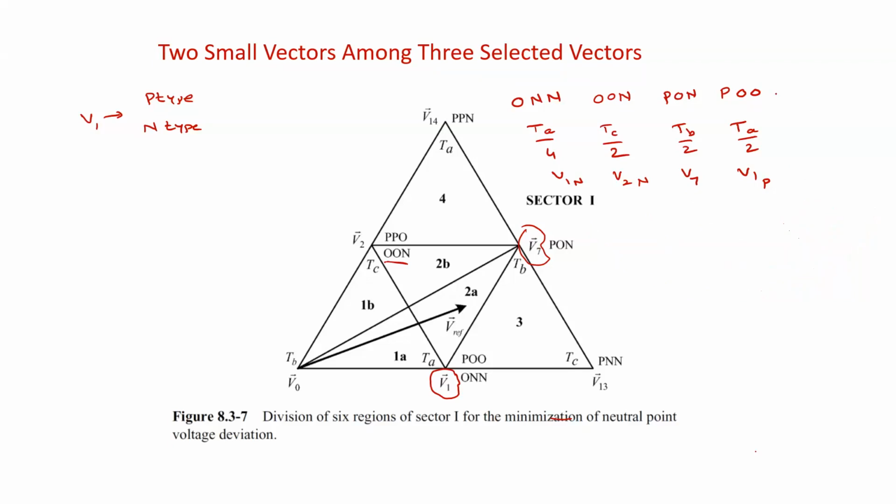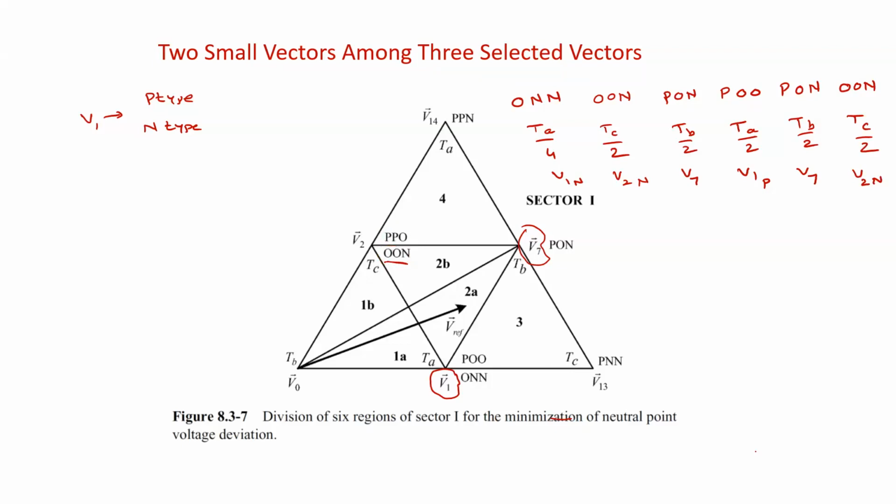Now what you will get here is P0N, so TB by 2 period here, and this is the V7 vector. What else here? We have 00N, and it is TC by 2, and this is V2N. Understood? Even so, there is a chance to use this PP0, so we have some trade-off here.